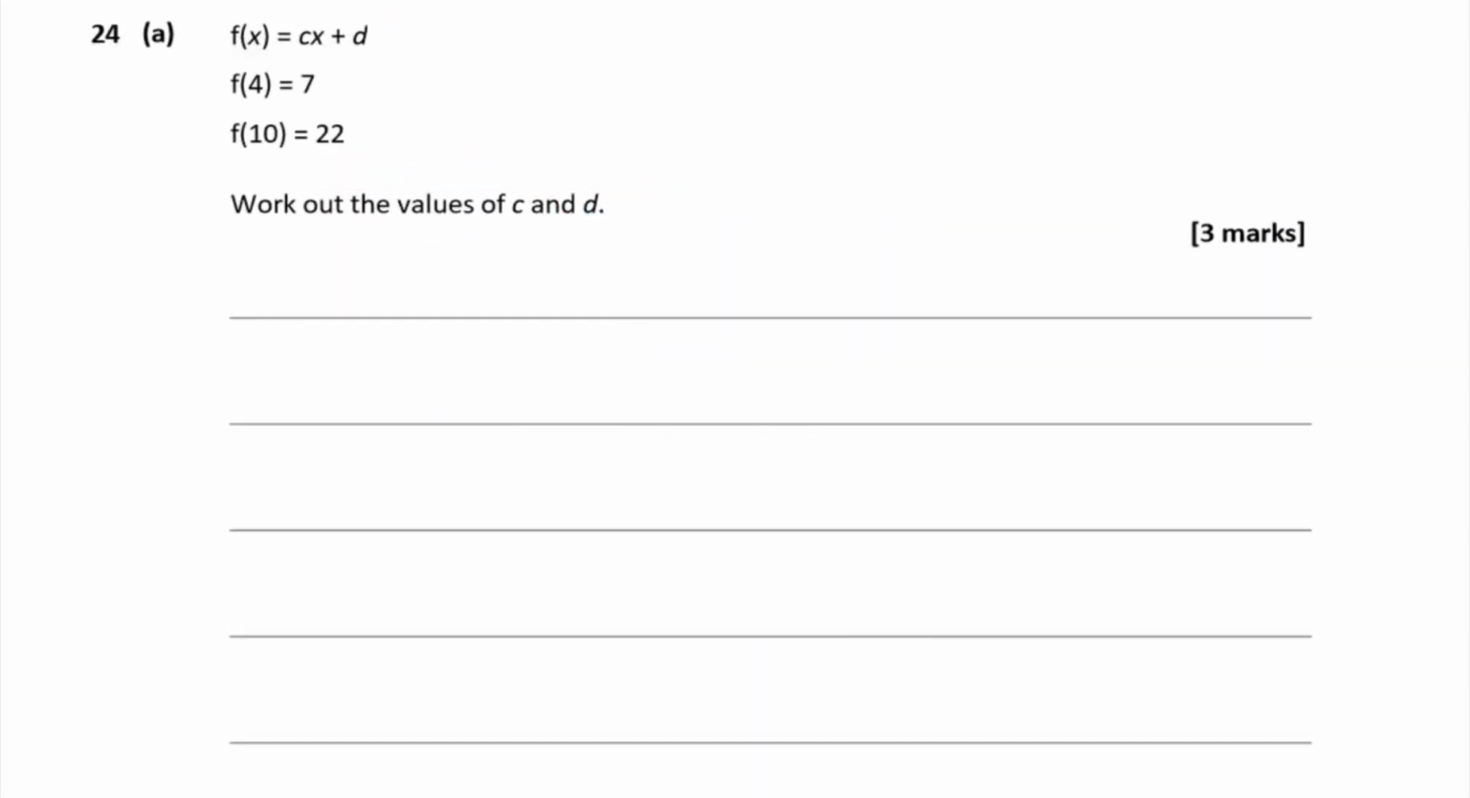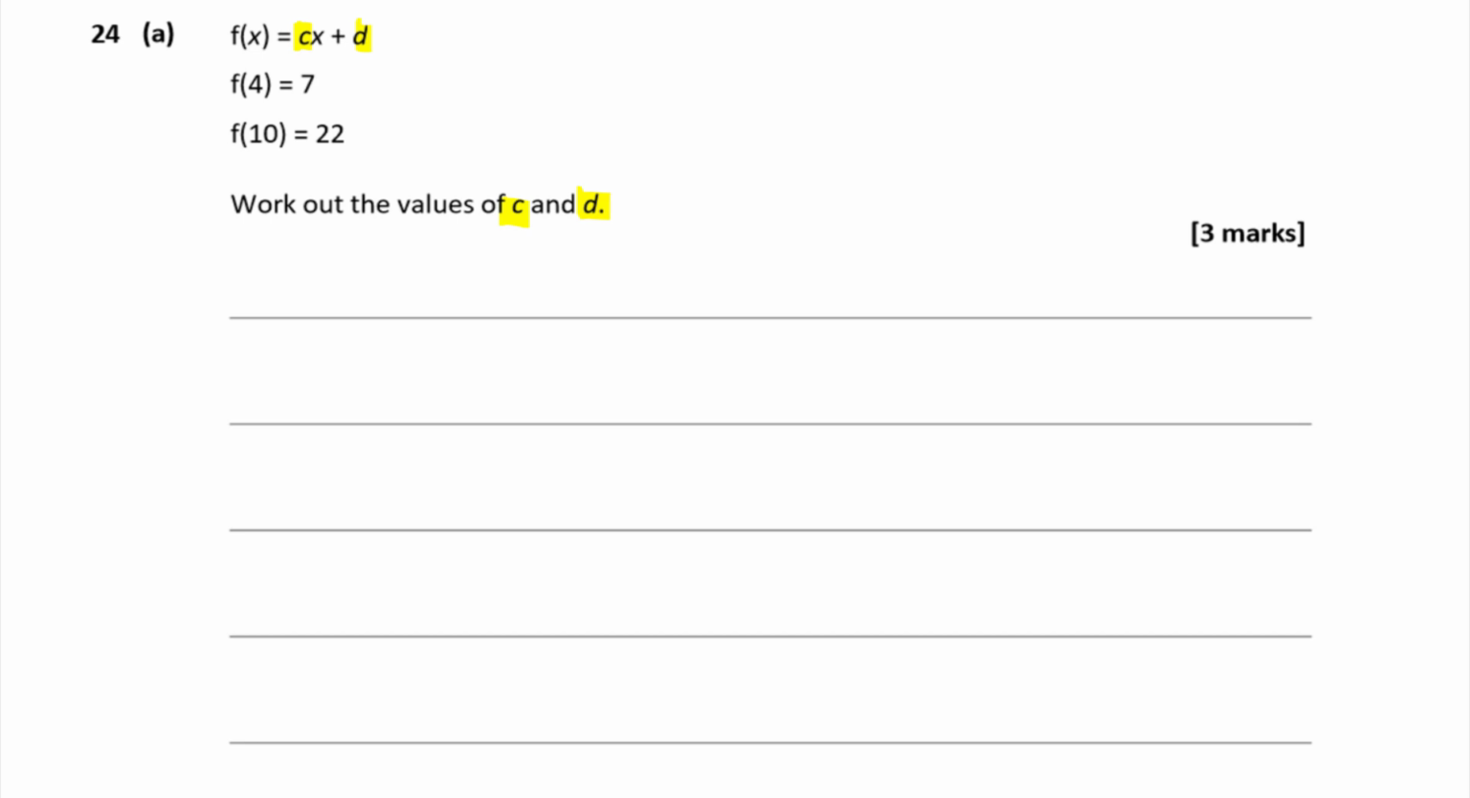Question 24a, got some function notation here. It says f of x equals cx plus d, and then we're given two specific values. We're given f of 4 is equal to 7 and f of 10 is equal to 22. So f of x equals cx plus d. Presumably c and d are two constants that we can go and find. So we're going to go and find them here, aren't we?